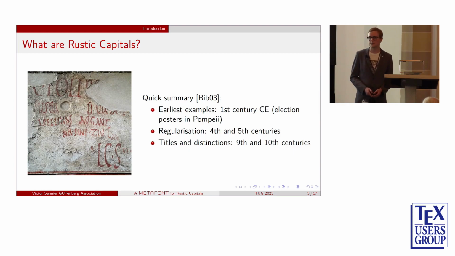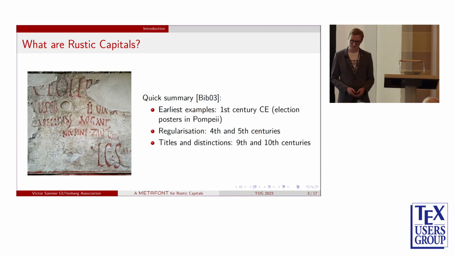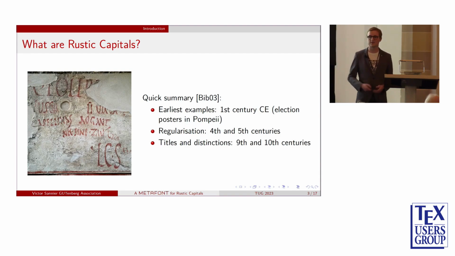During the 4th and 5th century, the script got regularized, and we will use a manuscript from this time period as a reference for the rest of the book. And it faded away with time, so that in the 9th and 10th century it was only used for decoration, titles, and so on. Like now they would use a sans serif bold typeface, they used rustic capitals.